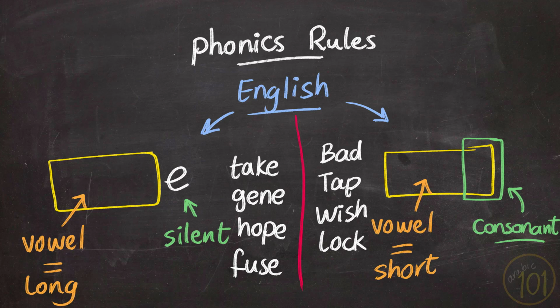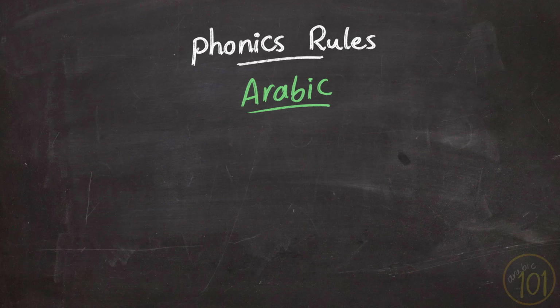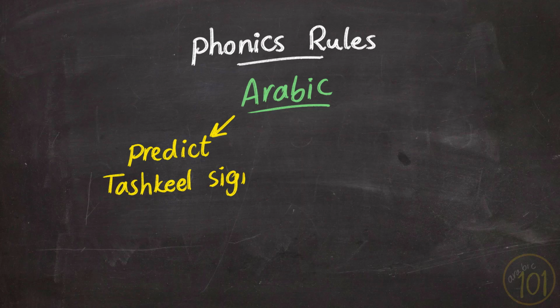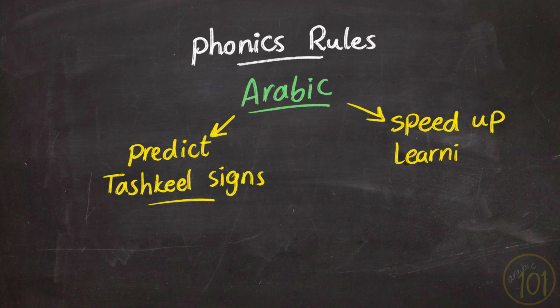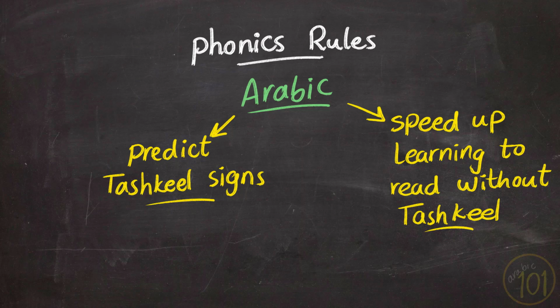What we will learn in this lesson is a set of phonics rules, but for Arabic. They will help us in many cases to predict what is the tashkeel sign used in a specific situation for some letters. Knowing these rules, or call them tips and tricks if you will, will help you speed up the process of acquiring the skill of reading Arabic without needing the tashkeel.